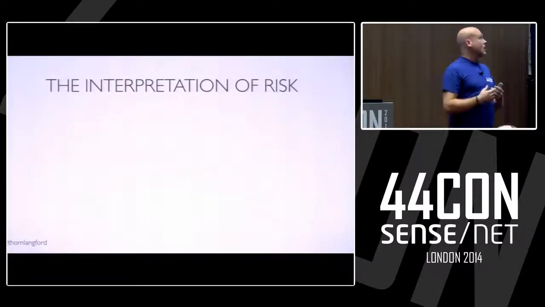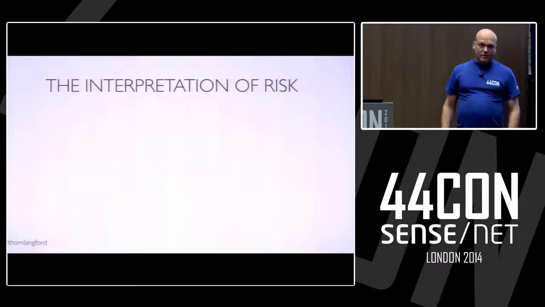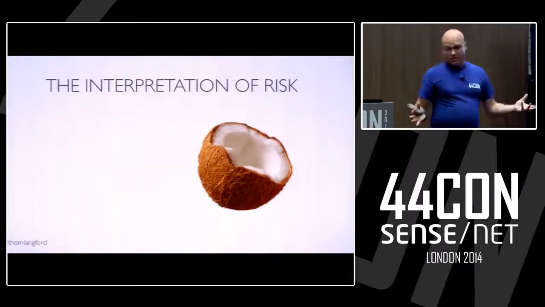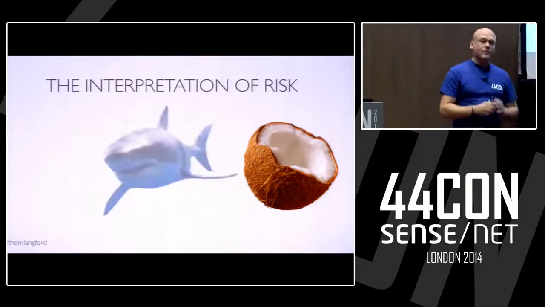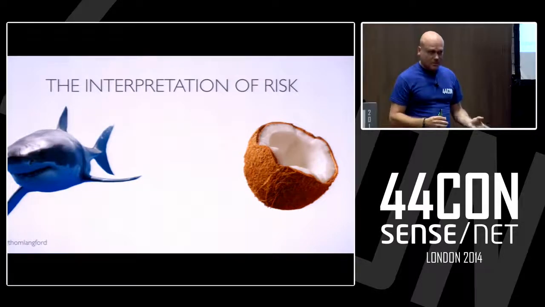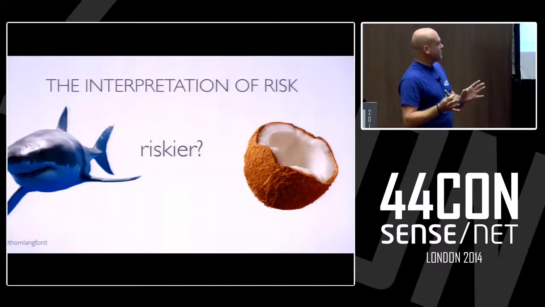So moving on, the interpretation of risk. Now, if I was to ask anybody here, which is the riskier, a coconut or a shark, what's the answer? Coconut. Right, exactly. We all know that coconuts kill more people a year than sharks. Except if you're British and you happen to be in Australia and read the newspapers yesterday, thank you very much.